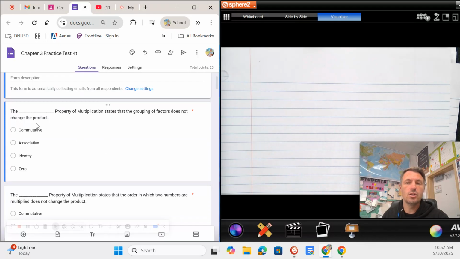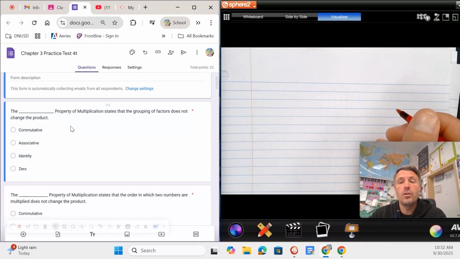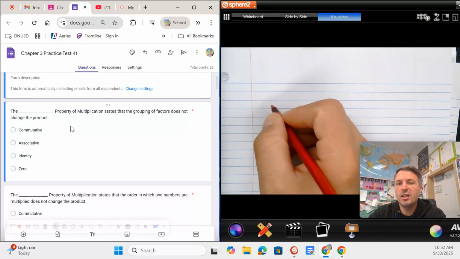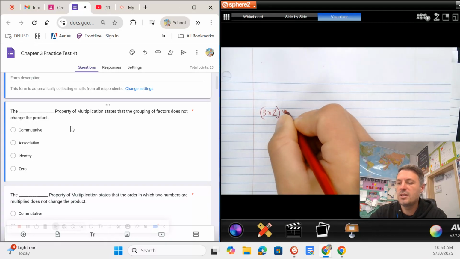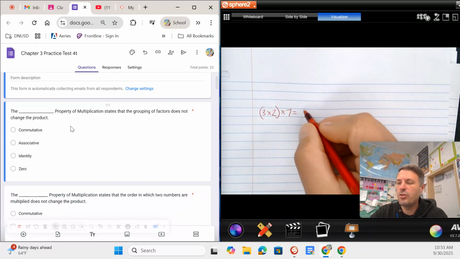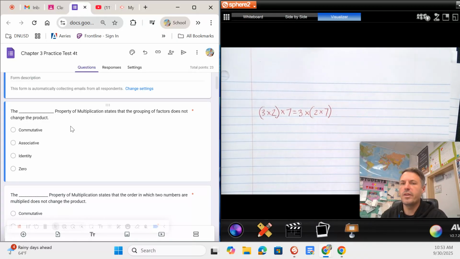And the first question here, we won't need our scratch paper for because it's a vocabulary question. It says, the blank property of multiplication states that the grouping of factors does not change the product. So remember, when it says the grouping of factors, it means in parentheses. So an example of the property of multiplication that it's talking about could look something like this. 3 times 2 in parentheses times 7 equals the same thing as 3 times 2 times 7 with the 2 and the 7 in parentheses.